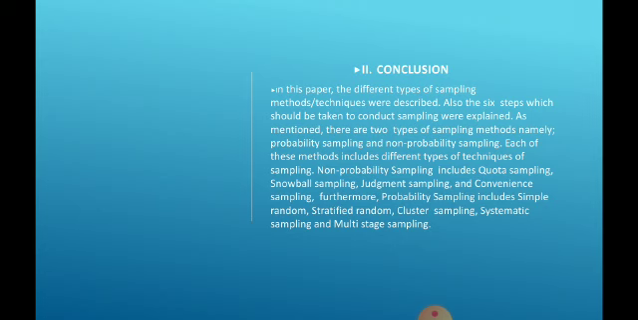Non-probability sampling includes quota sampling, snowball sampling, judgment sampling, and convenience sampling. Furthermore, probability sampling includes simple random, stratified random, cluster sampling, systematic sampling, and multi-stage sampling.